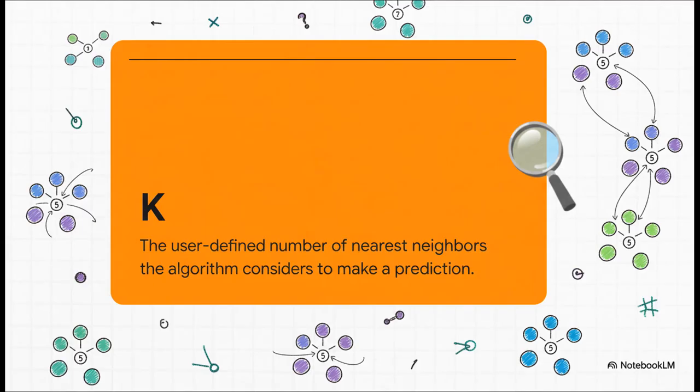So to figure that out, we have to decide on one really important thing first, and that's the letter K. K is just the number of neighbors we're going to ask for their opinion. That's it. It's like forming a tiny little committee to vote on the issue. Are we going to ask the 3 closest neighbors? Or maybe 5? Or 10? That K value is the one thing we have to decide on up front.